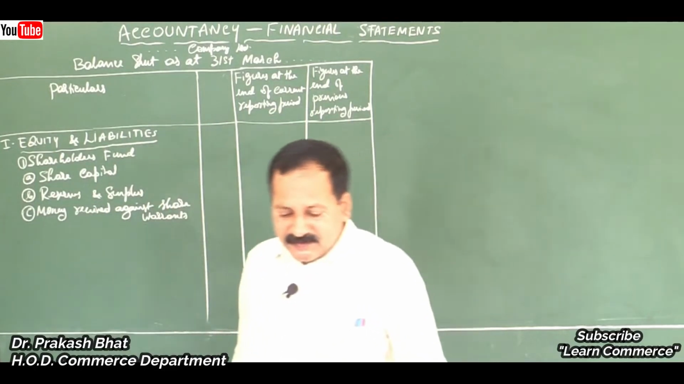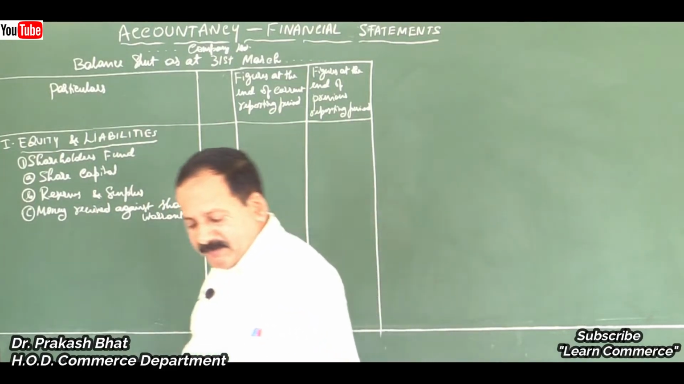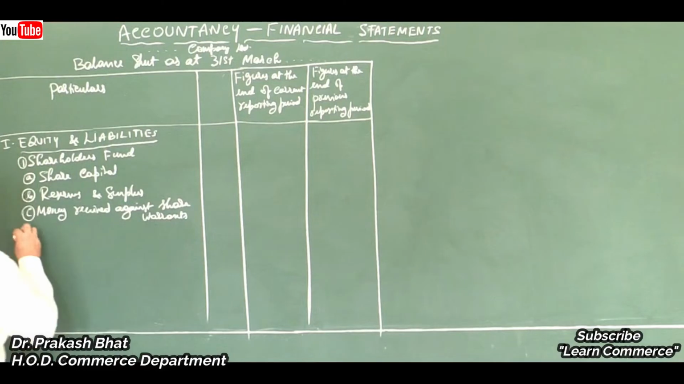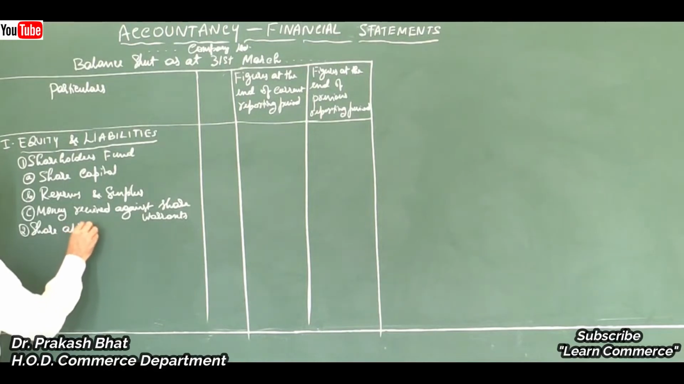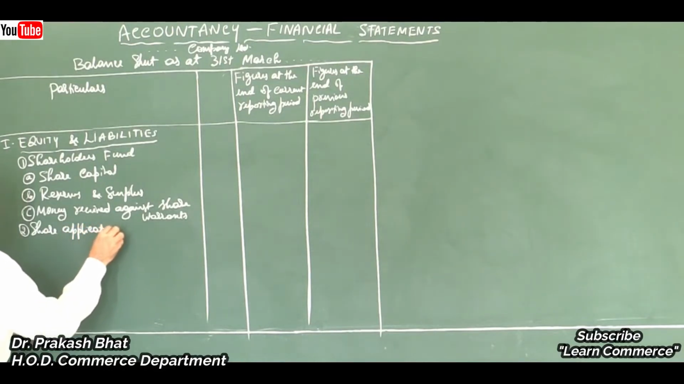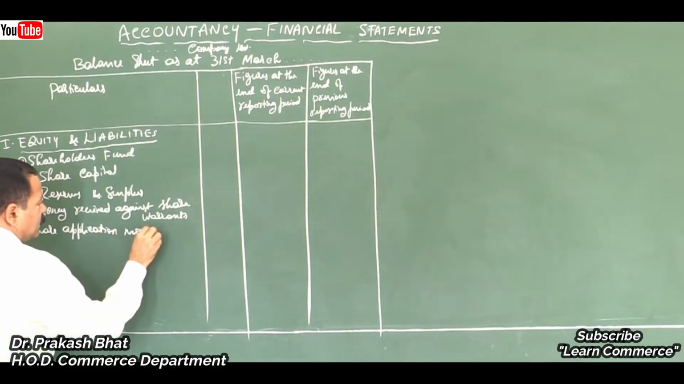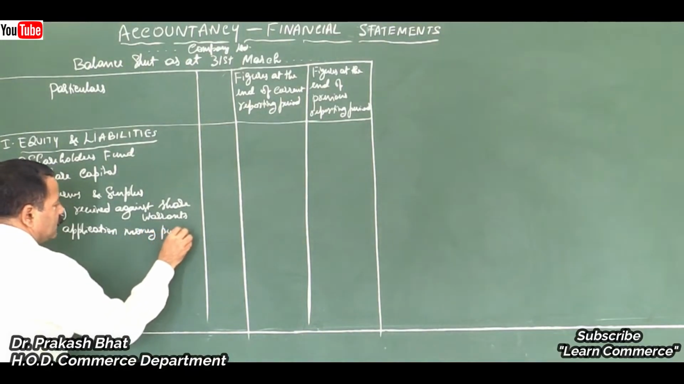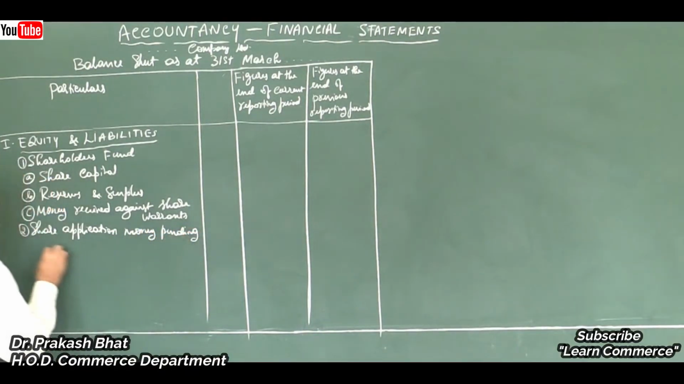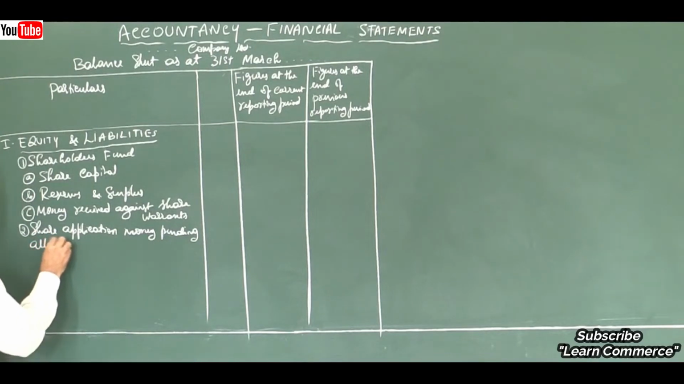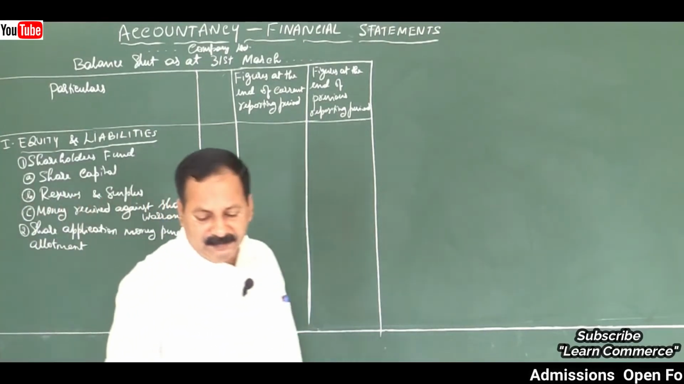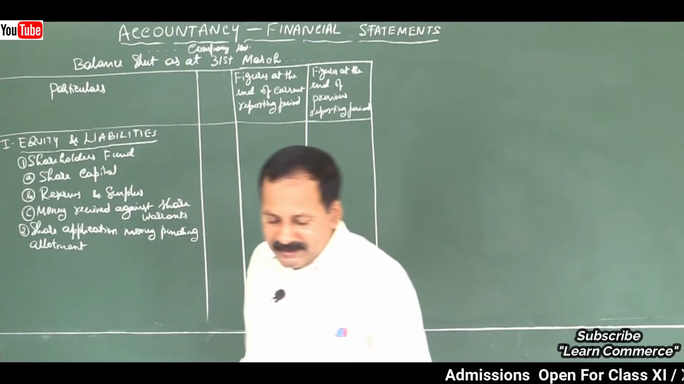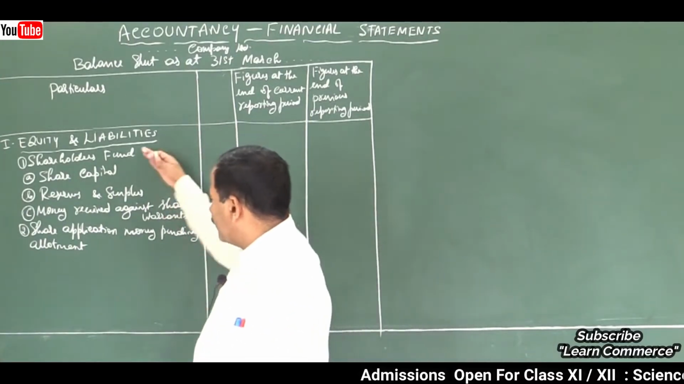Then the second point is share application money pending allotment. Isn't it? Third one, non-current liabilities. Let me explain what the items are.